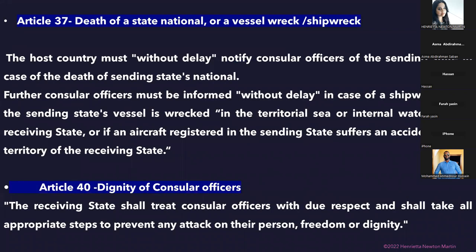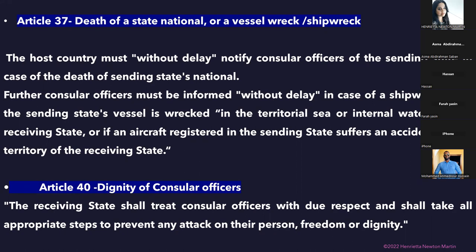Article 37 speaks about the death of a state national or a vessel wreck or a shipwreck. The host country must, without delay, notify consular officers of the sending state in the case of death of the sending state's national. In case of a death of a sending state's national, the host country must immediately notify consular officers of the sending state.